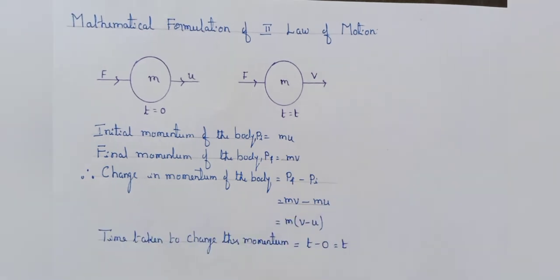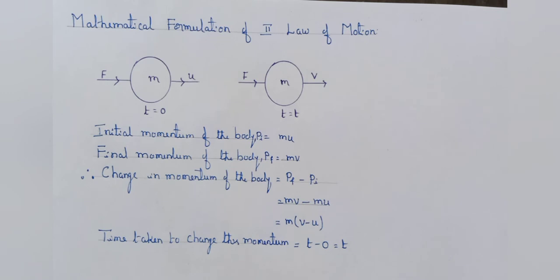The time taken to change this momentum is the difference of the final time and the initial time. The final time is t and the initial time is 0. Therefore, the time taken to change this momentum is equal to t minus 0, and t minus 0 is equal to t.